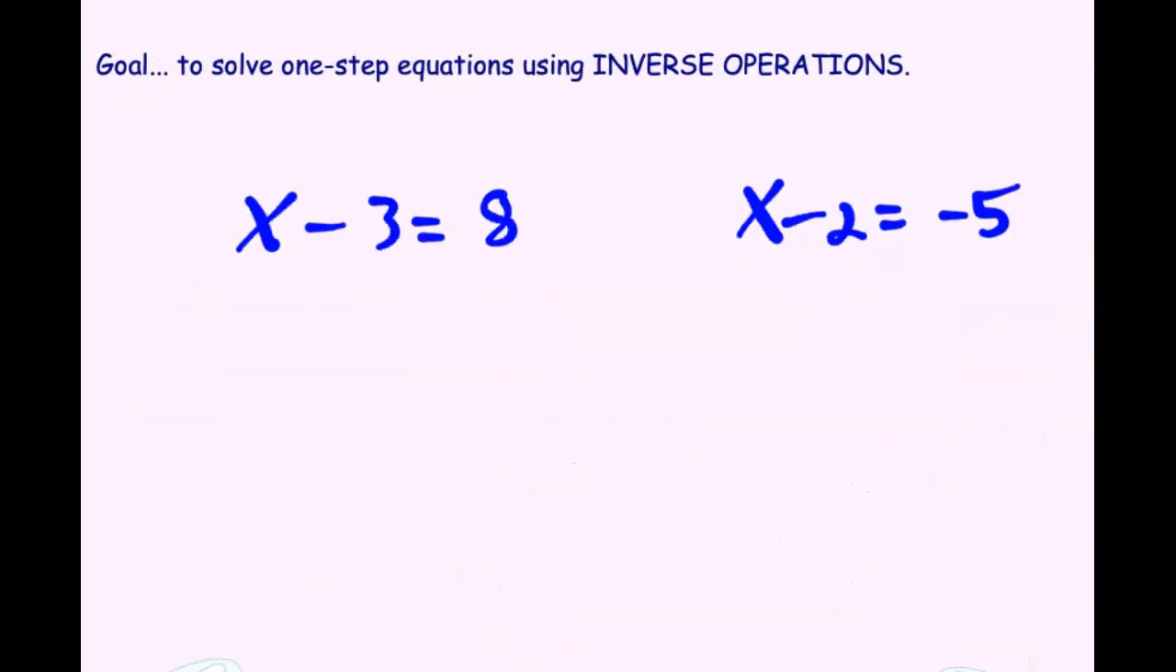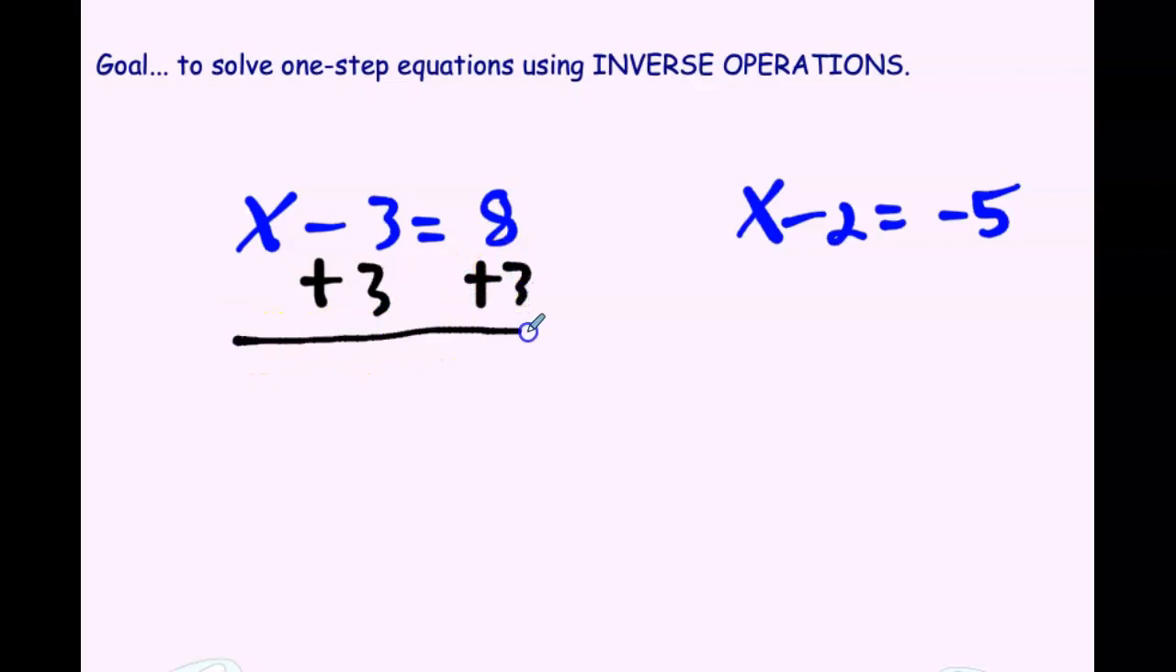Next one. This is almost the same as the first one, but this is a subtraction equation. We're still going to be using inverse operations, and the same rule applies. So we do the inverse. We have x minus 3 equals 8. The opposite of minus is plus, so you put plus 3 on both sides of the equation.